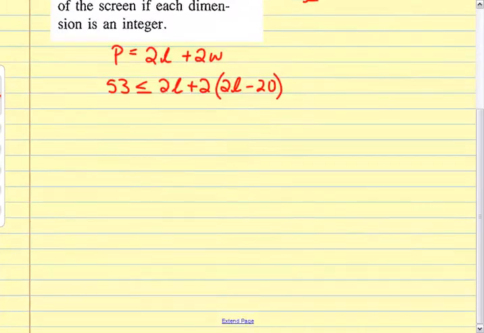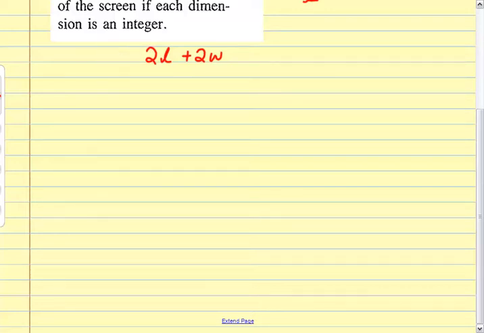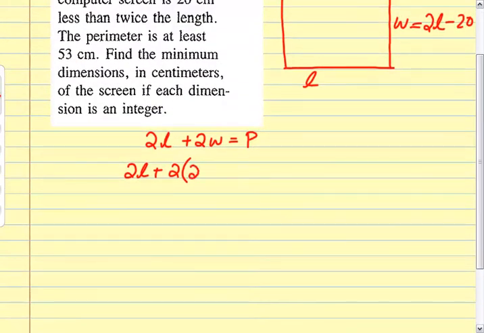Okay? And it does. Is that confusing you being written in that order? I mean, I can write it in another order. Watch this. We could do it like this. I could take the P off of this side and say that 2L plus 2W equals perimeter. And then fill it in this way, 2L plus 2 times not W, but what W equals, which is 2L minus 20. Okay, I can write an L better than that. 2L minus 20 has to be greater than or equal to 53 centimeters. It's at least that much. It has to be greater than or equal to it.